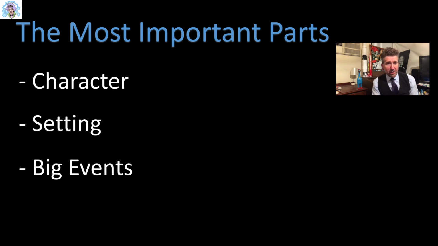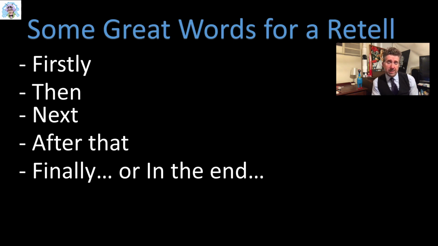Now, when you're doing a retell, there are some words that make it a little bit easier for the reader or listener to actually understand what part of the retell you're telling them. And those words are words like firstly, then, next, after that, finally, or in the end. Obviously, if you're talking about the beginning of a story or a retell, you'd use the word firstly. If you're trying to indicate something that's happened in the middle of the retell, you could use words like then, next, or after that. And then if you were trying to indicate something that happened at the end or near the end, you could use the words finally or in the end.